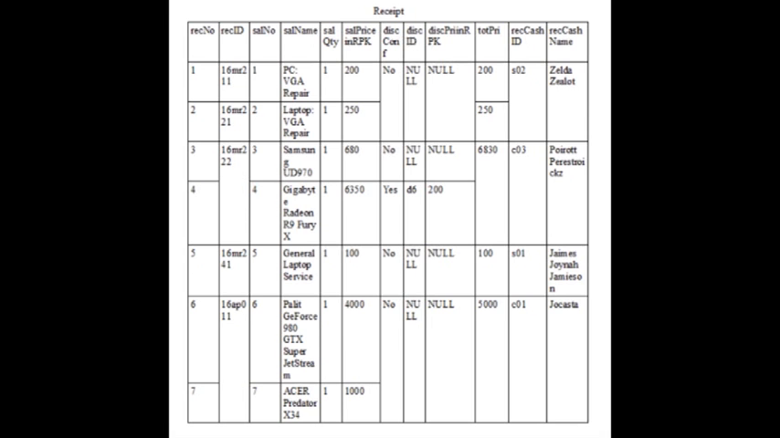As you can see on entries number 3 and 4, the receipt ID is merged. Both data are merged into one cell, both as 16MR222, and there are also several other data merged into one cell. This is the UNF version, or unnormalized form, of my database.